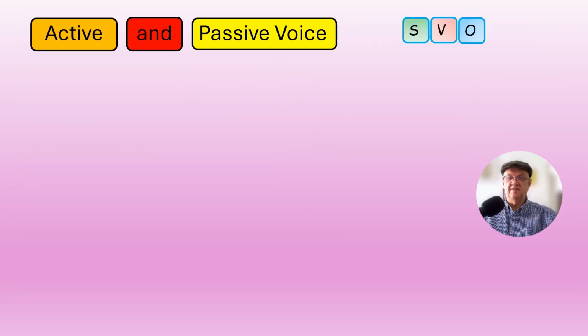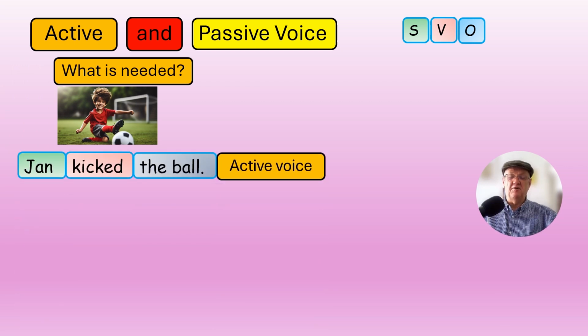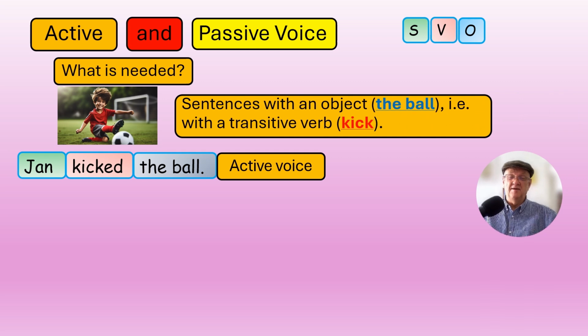Active and passive voice. SVO stands for subject, verb and object. What is needed? There's our example sentence. Jan kicked the ball. My verb is kicked. My subject is Jan. Who kicked? Jan kicked. Jan kicked who or what? The ball, that's my object. And that is active voice. So, what is needed? Sentences with an object, the ball. In other words, with the transitive verb kick.